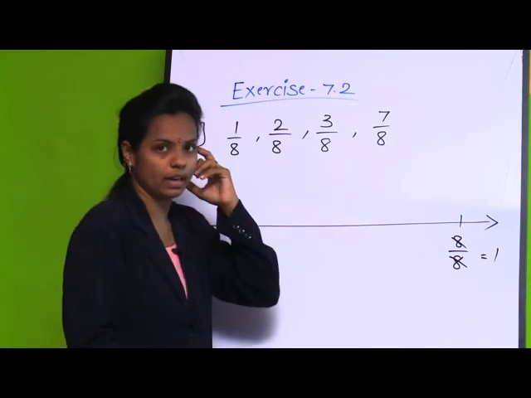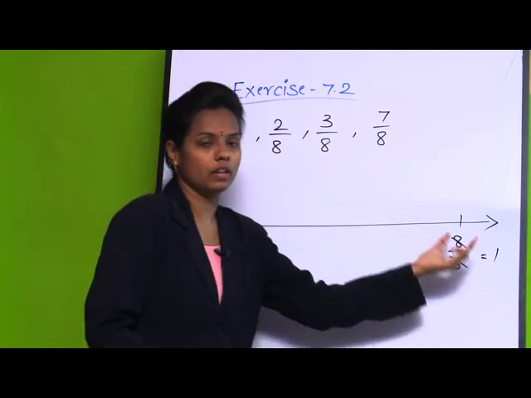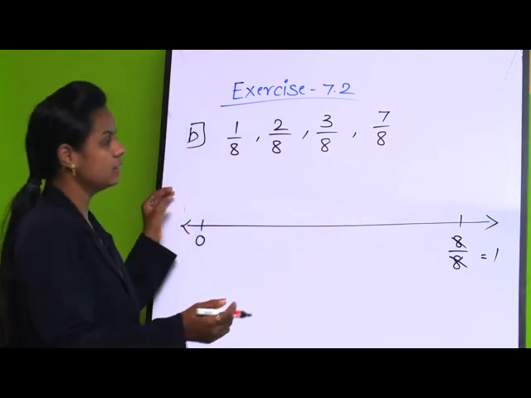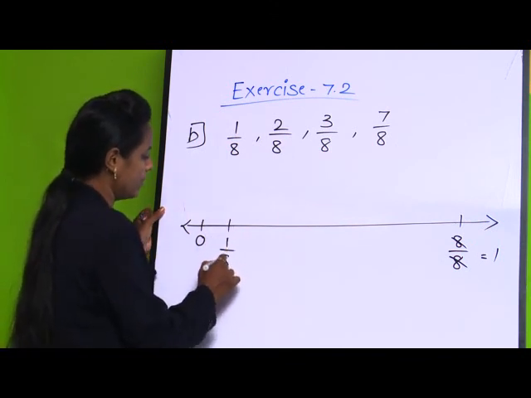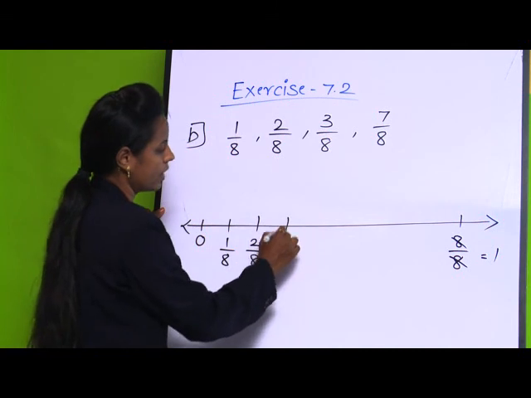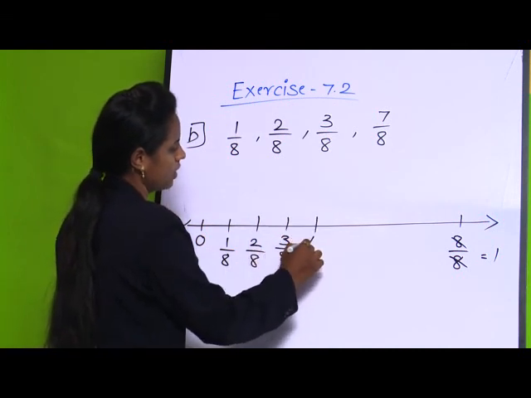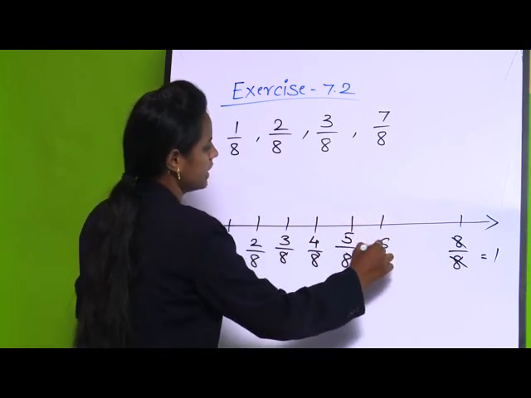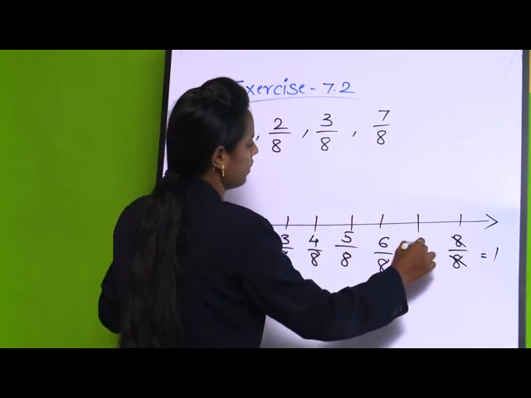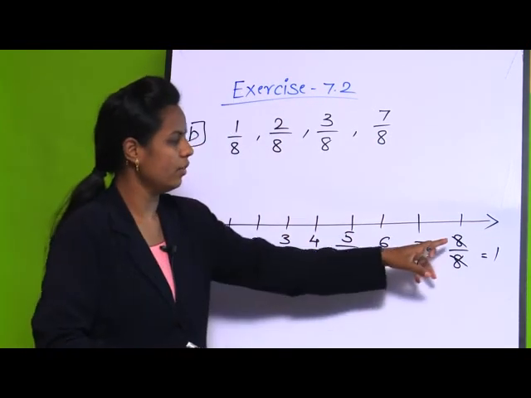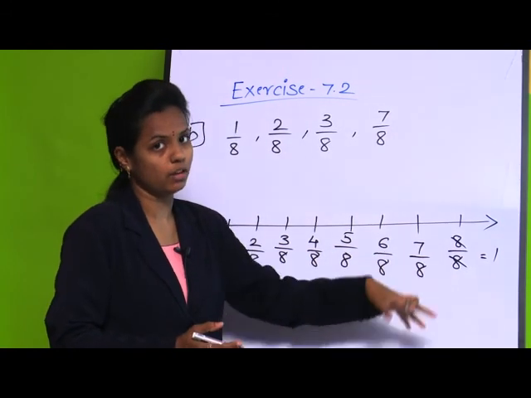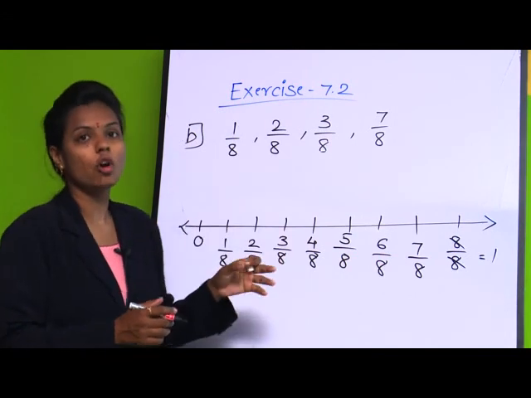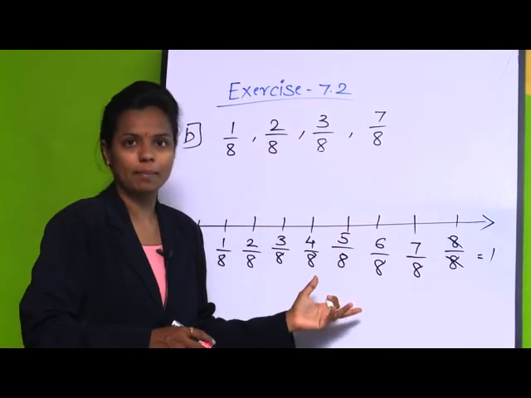So, we have here 1, and before 1 these are all the fractions that are less than 1. So, we need to show this here. Let us show it. 1 by 8, 2 by 8, 3 by 8, 4 by 8, 5 by 8, 6 by 8, and here we have 7 by 8, and here we were having 8 by 8, that is nothing but 1, and before 1 these are all the fractions. So, we need to show this on the number line now.